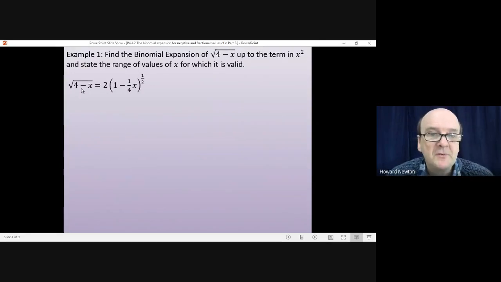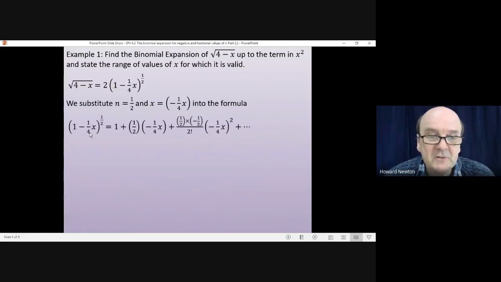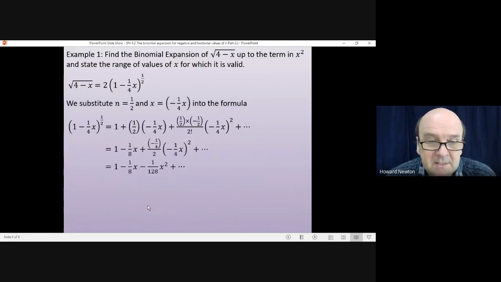So we've converted the square root of 4 minus x into this form because we can expand this in the normal way using the binomial expansion where n is a half and x is minus a quarter x. Substituting those into the formula will give us this. We only need the term up to x squared, so we can stop there. Then it's just tidying things up. That will give us that. And tidying things further ultimately gets us to 1 minus 1/8 x minus 1 over 128 times x squared plus higher order terms. That's 1 minus a quarter x to the power of a half.